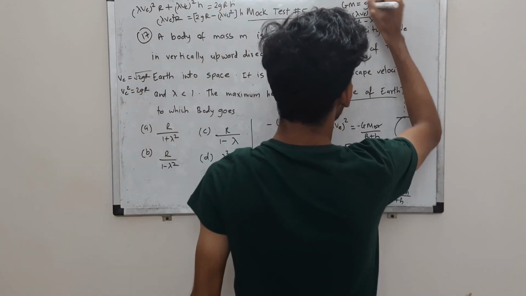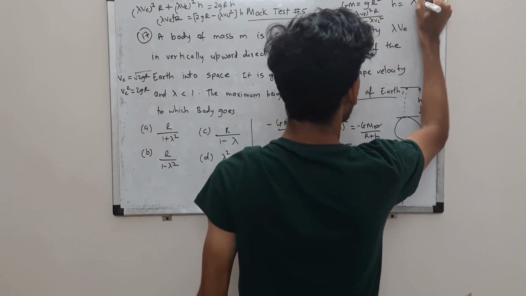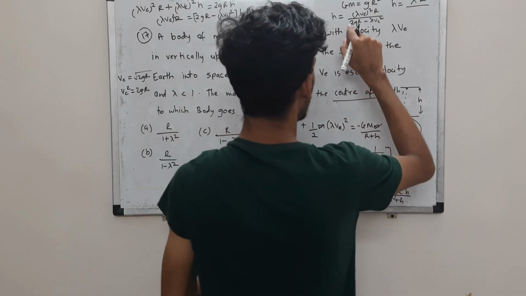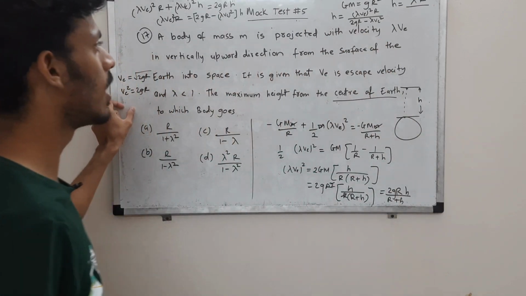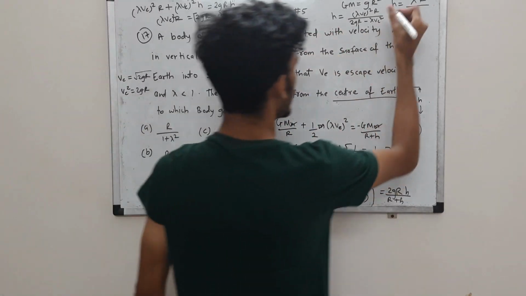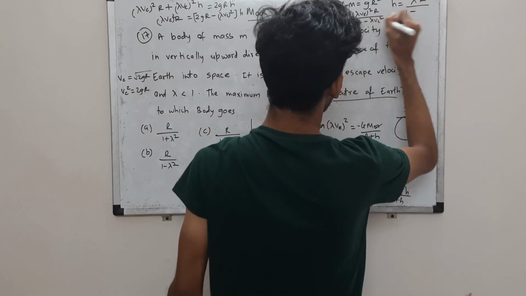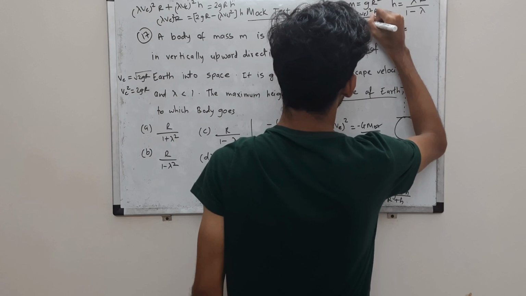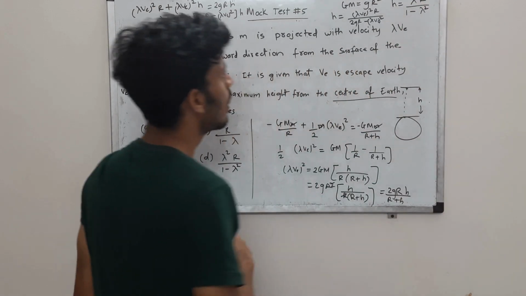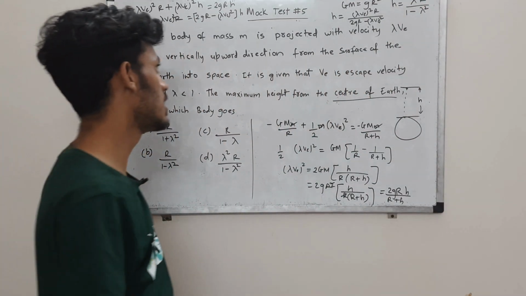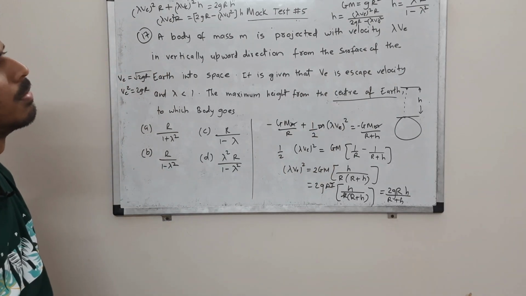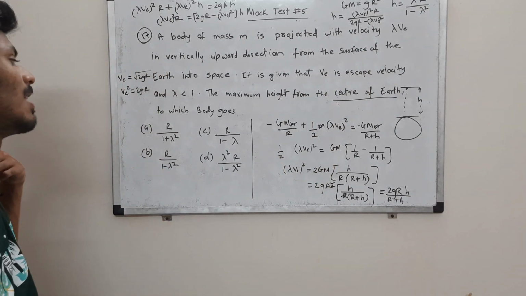So v square, when you divide the numerator, you'll be left with lambda square r, v square will get cancelled. When you divide this by this, v square is nothing but 2gr, so here you'll get 1, and again if you divide by v square over here, you'll get lambda, right? Actually this is whole squared, so lambda square. Now you can see that h is lambda square r minus 1 upon 1 minus lambda square.